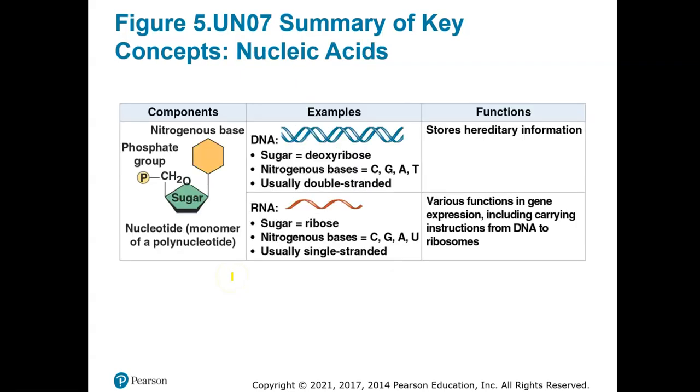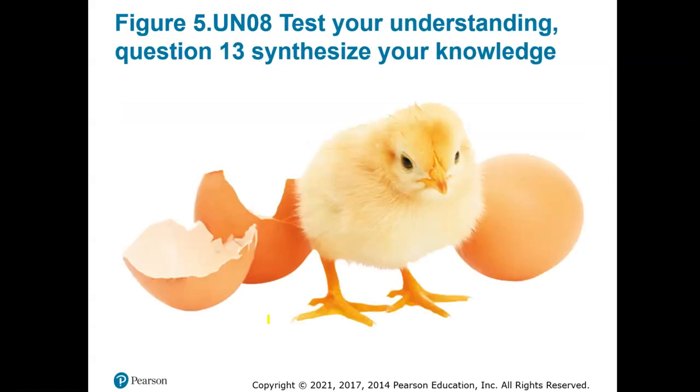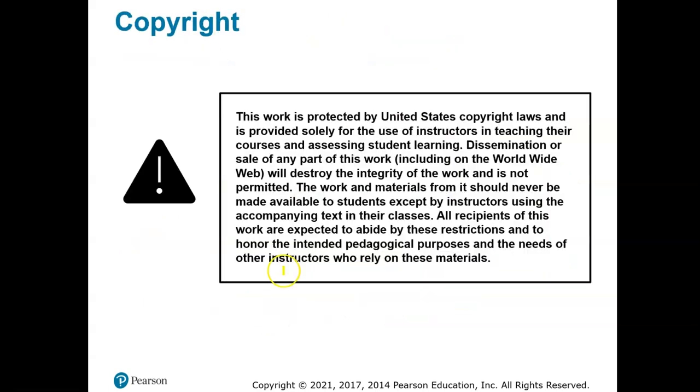For nucleic acids, the monomers are called nucleotides, and technically the polymers are called polynucleotides, but you can also refer to the polymers just as nucleic acids. Our examples of nucleic acids are DNA and RNA, and each nucleotide or monomer is composed of a phosphate, a sugar, and a base, and just make sure you know the bases are C, G, A, and T. And that is the end of our Chapter 5 recordings.